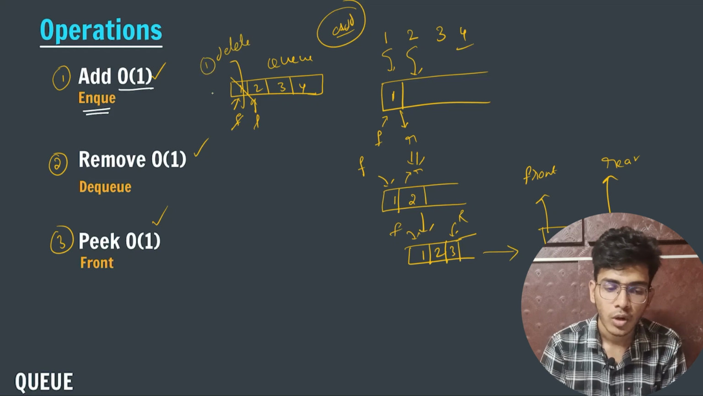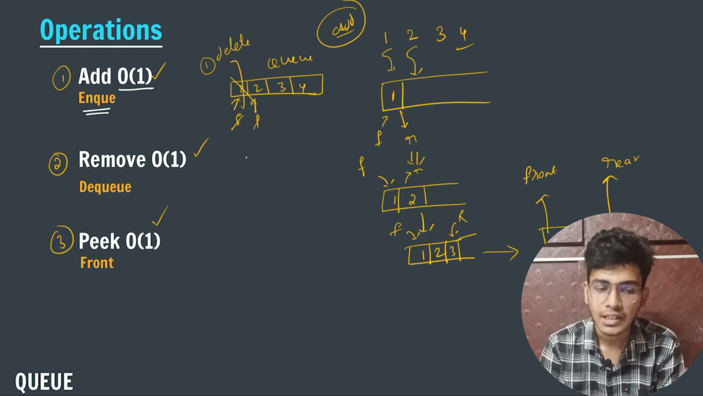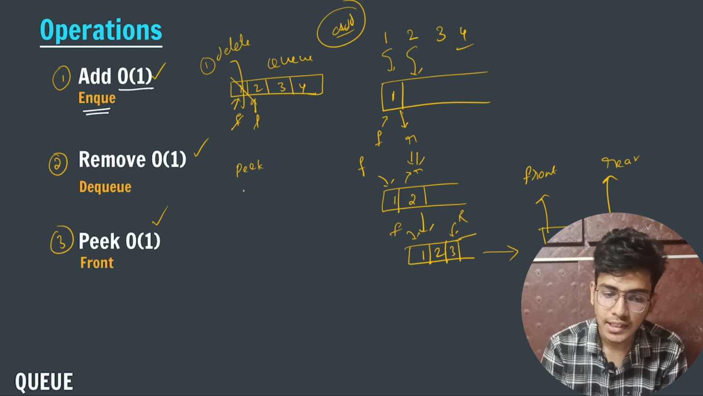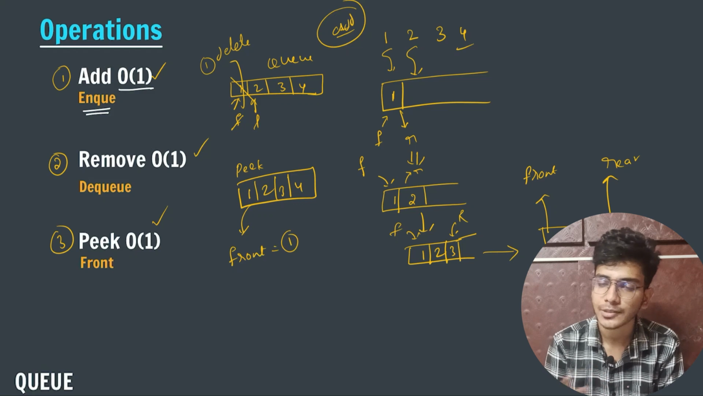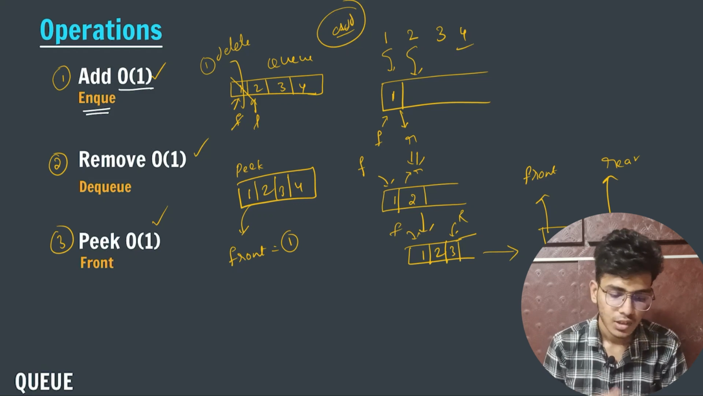And if I want to see the element which is at the front, then that is known as the peek operation. So for the peek operation, let's say that this is my queue, 1 2 3 4, right? For peek, I will return the element which is present at the front. So what is the front element? That is 1. So I will return 1 as my output. So this is how adding, deletion and peek operation will work. I hope you got it.